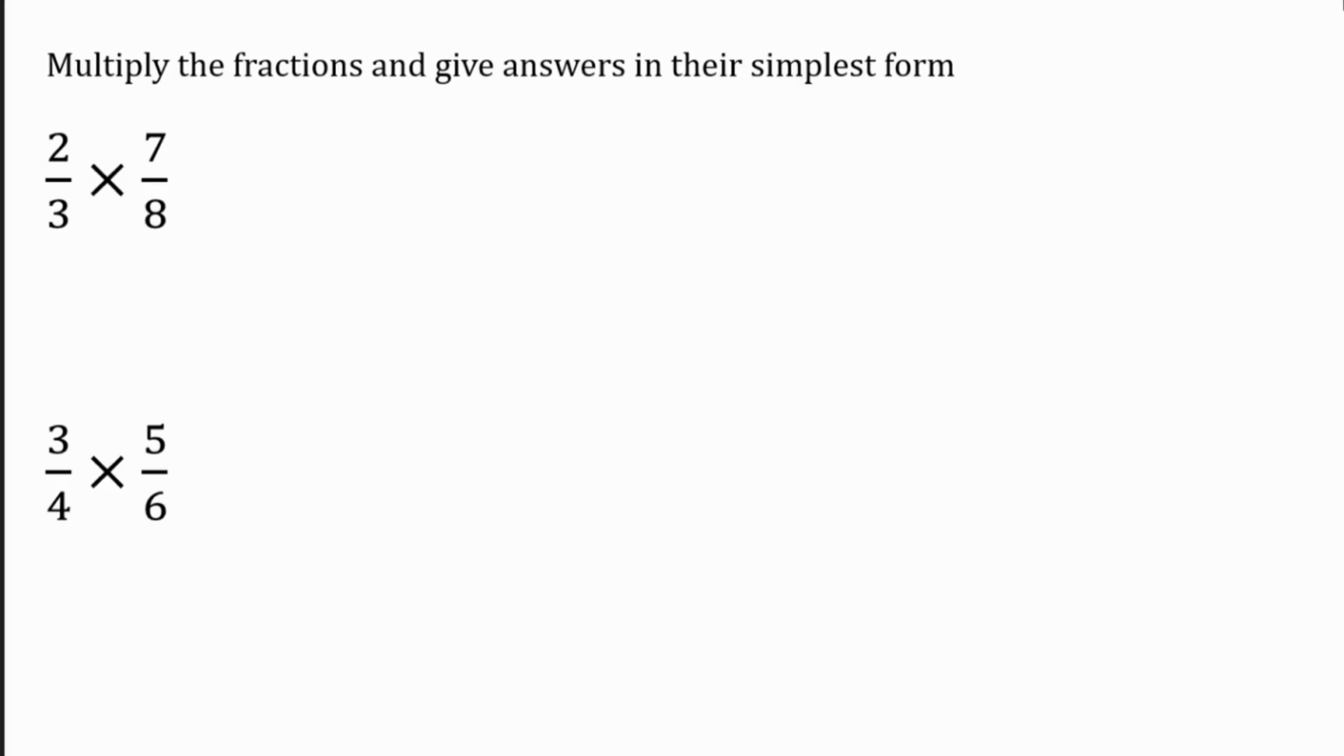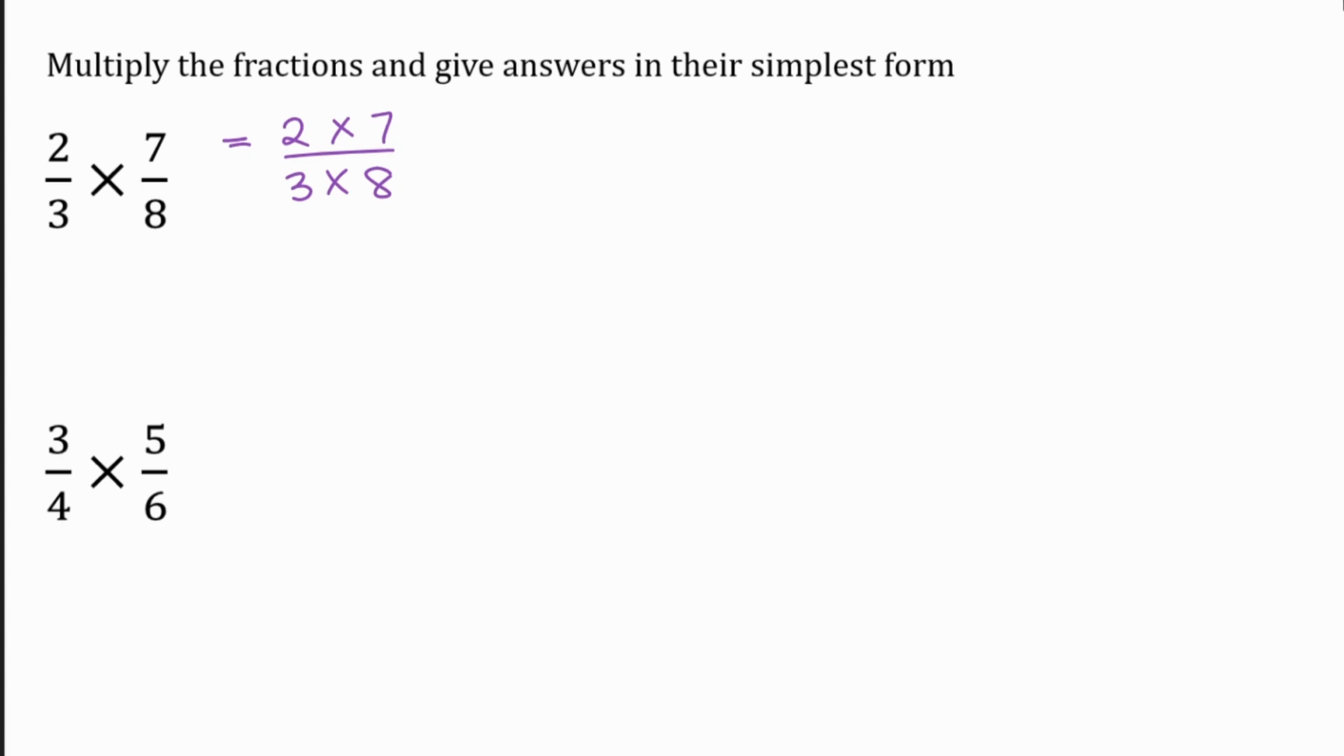So again, we are just going to multiply in these ones 2 by 7 for the numerators and 3 multiplied by 8 for the denominators. Now I could multiply these first and then simplify them, but to make it a bit easier for me, I'm going to first simplify them before I multiply them.